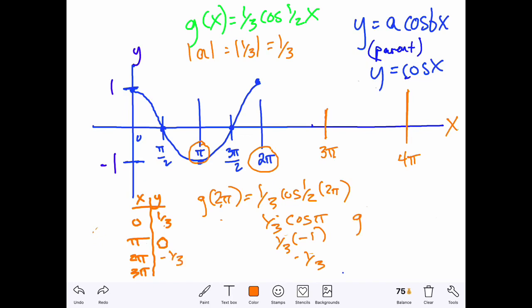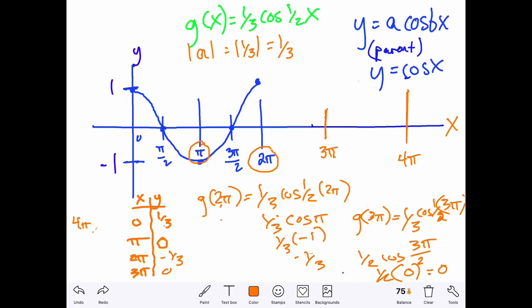All right, g of 3 pi. 1/3 cosine of 1/2 times 3 pi goes in for x. Well, 3 pi times 1/2 is 3 pi halves. So the cosine of 3 pi halves, and then on the unit circle, 3 pi halves is a 270 down there at the bottom. That's 0 on x, so of course cosine corresponds to x. 0 times 1/3 equals 0. And then, of course, I want to do 4 pi too. Don't forget about that.